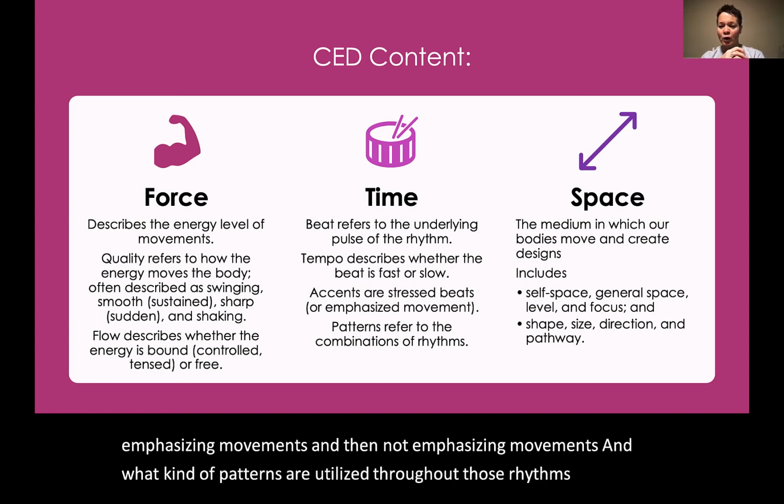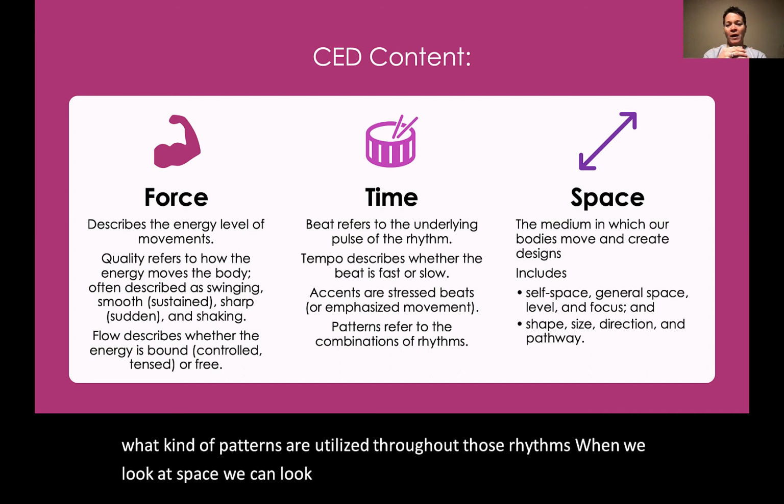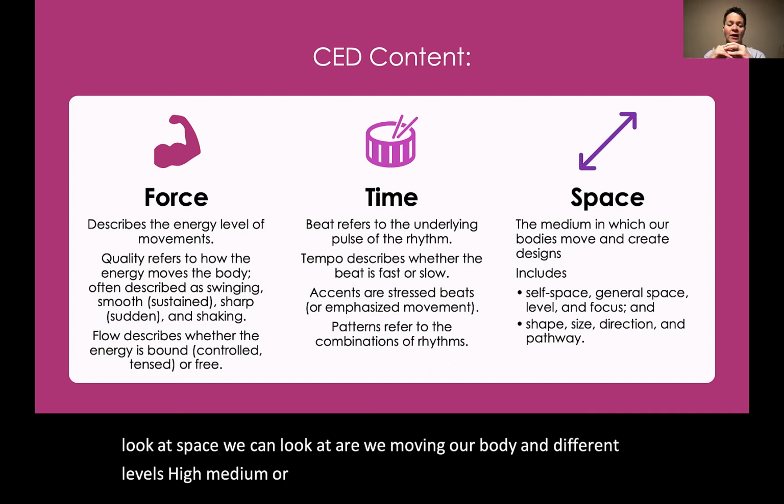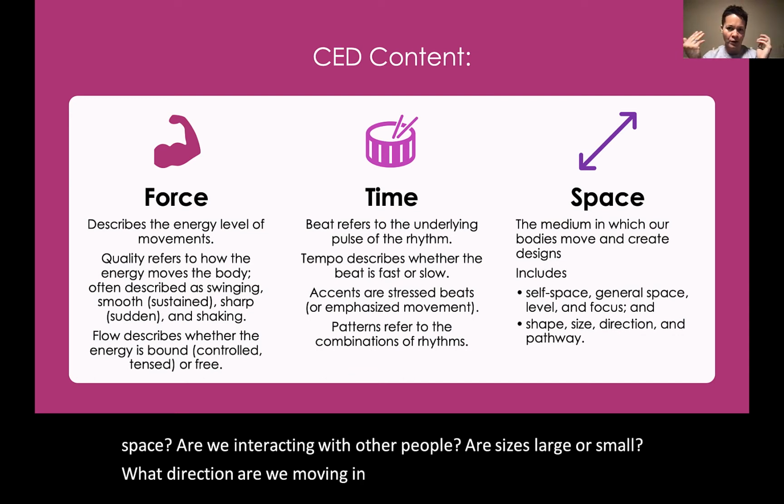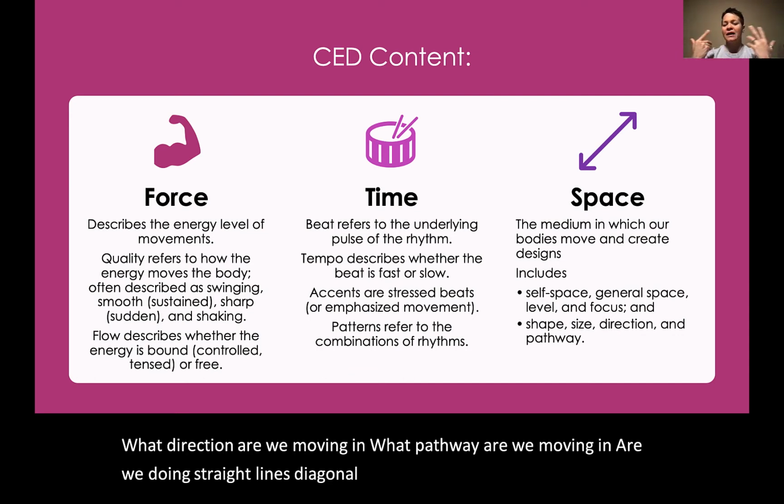When we look at space, we can look at, are we moving our body in different levels, high, medium, or low? Are we utilizing self-space or general space? Are we interacting with other people? Are our sizes large or small? What direction are we moving in? What pathway are we moving in? Are we doing straight lines, diagonal, zigzag, spinning?